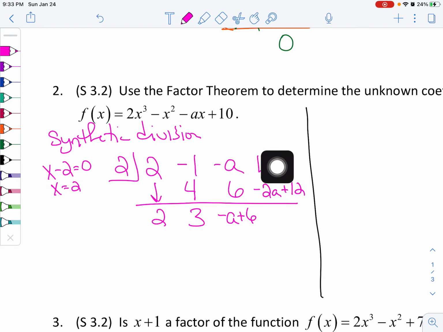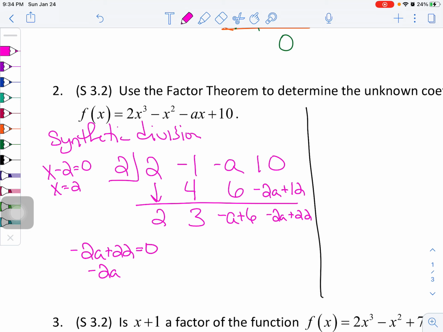Now I want to use these and add them up vertically. So negative 2a plus 22. Now, in order for x minus 2 to be a factor, this remainder has to be 0. So negative 2a plus 22 equals 0 and solve for a. So I'm going to subtract 22 from both sides and divide, and I'm going to get a is equal to 11. So that's the coefficient for this problem for our a value.